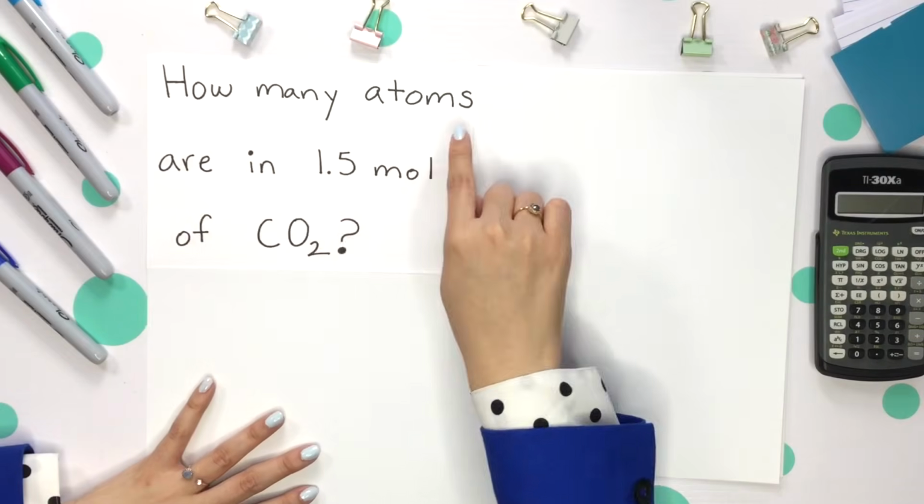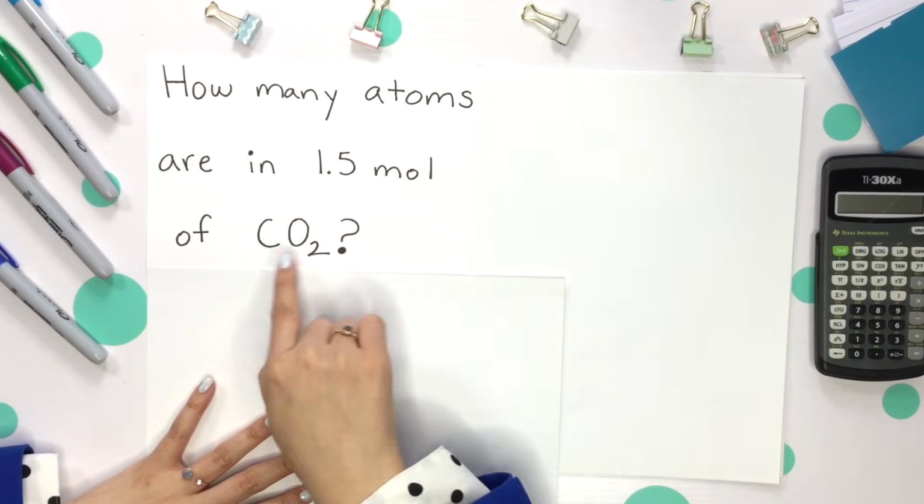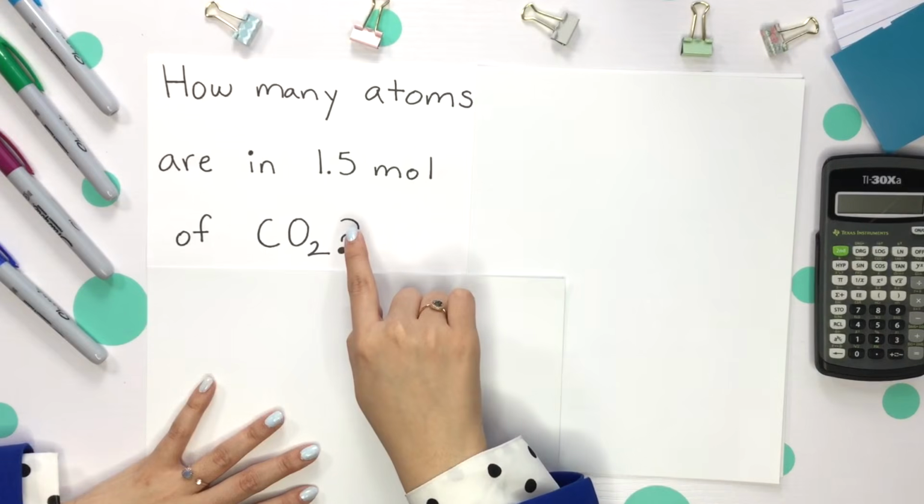Here's a tip for you. Whenever you see the words particles, atoms, molecules, or formula units, that is your clue to use Avogadro's number as a conversion factor. How many atoms are in 1.5 moles of CO2 or carbon dioxide?